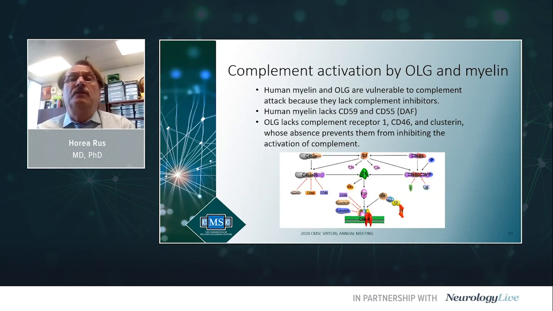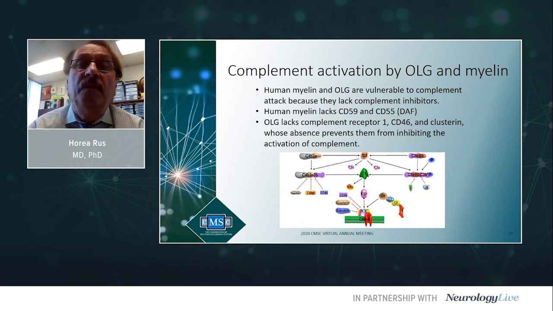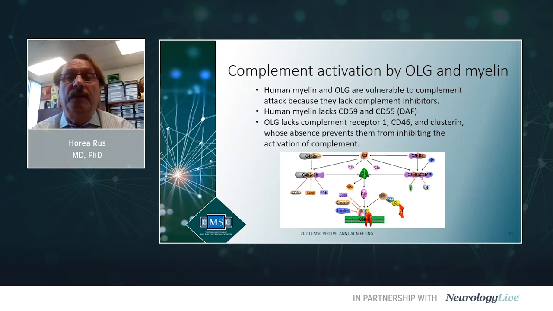It's important also to mention that myelin and oligodendrocytes are more vulnerable to complement attack because they lack surface complement inhibitors. Human myelin lacks CD59 and CD55, or DAF, decay accelerating factor. Oligodendrocytes are lacking complement receptor 1, CD46, and clusterin.